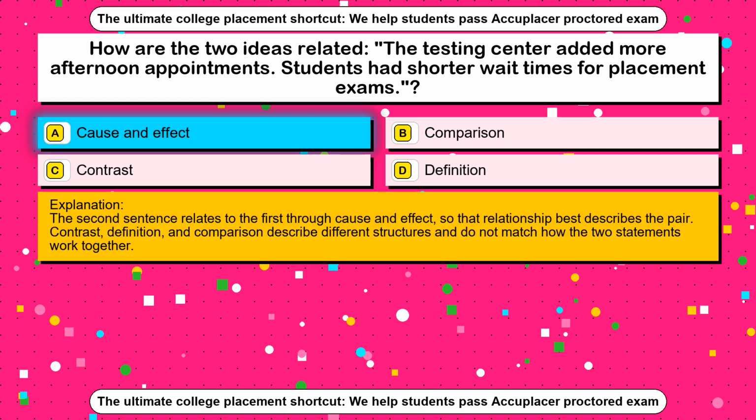The second sentence relates to the first through cause and effect, so that relationship best describes the pair. Contrast, definition, and comparison describe different structures and do not match how the two statements work together.